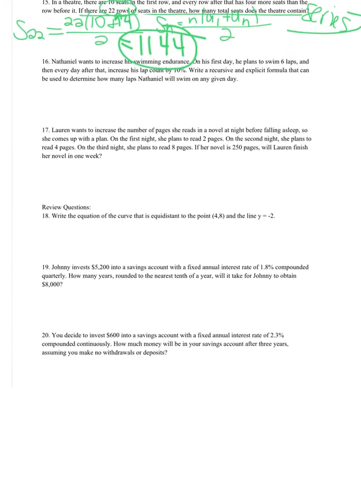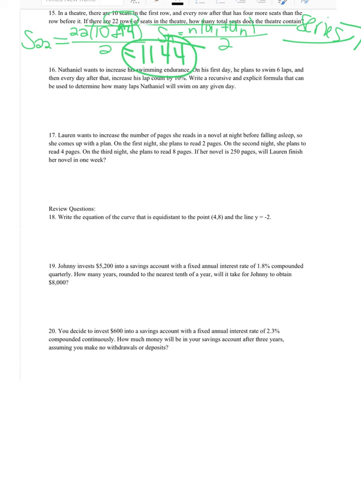16. Nathaniel wants to increase his swimming endurance. On the first day, he plans to swim 6 laps. And then every day after that, increase his lap count by 10%. Okay, so here, if you're increasing the lap count by 10%, I have to take what I already have. I have to take 100% of what I have and add 10% to that. So in this case, r is equal to 1.10. You're taking 100% of what you have and adding 10% to it.